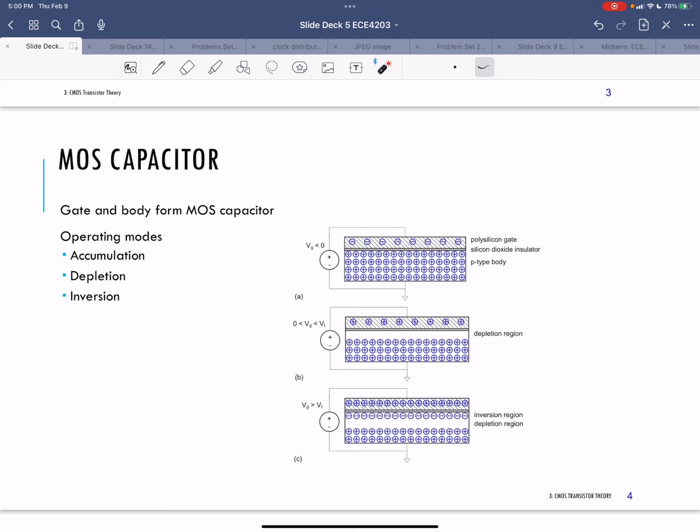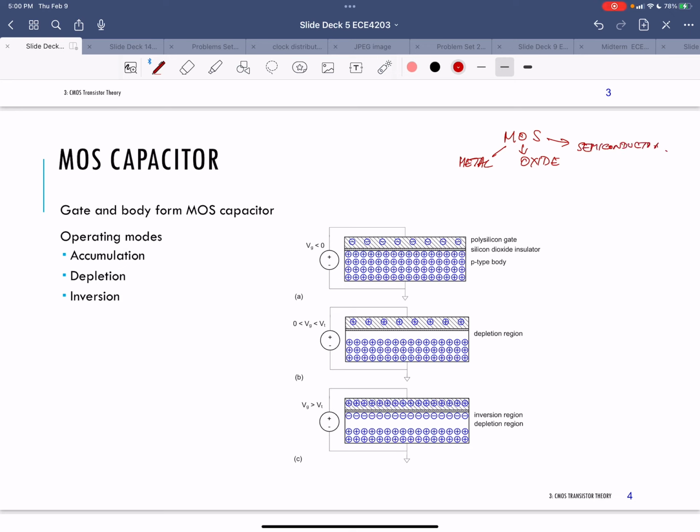And a MOS capacitor is just a gate and the substrate. So there's no source or drain in a MOS capacitor. All you have is, basically, MOS obviously stands for metal oxide semiconductor.